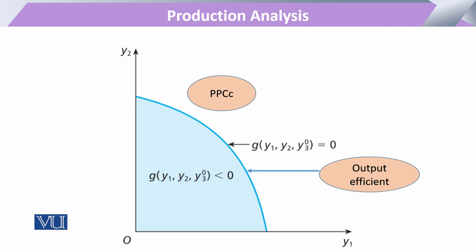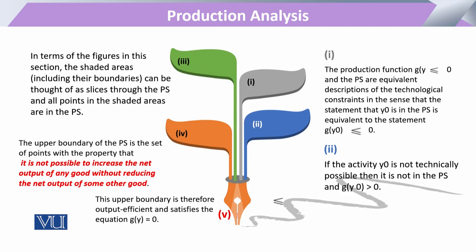If we come to this combination, we say that this function that we have shown on the right side, if it is less than zero, then all the production sets are an equivalent description of the technological constraint. And technological constraint means all the given resources. And if it is technically possible that this set has a value equal to zero, it means there is also a possibility that there can be a zero level of output at the same level.